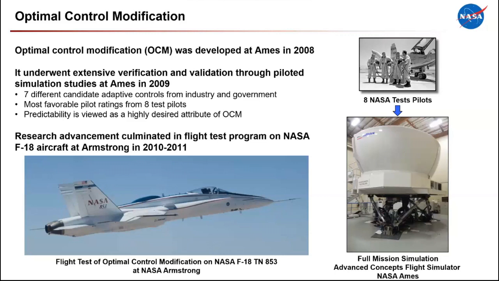And then subsequently, we were able to conduct a flight test experiment on a NASA F-18 aircraft at Armstrong in the 2010, 2011 timeframe. That's a picture of the aircraft, tail number 853, the F-18 aircraft at Armstrong that flew the optimal control modification. Next slide, please.